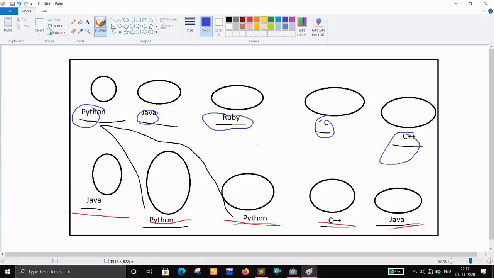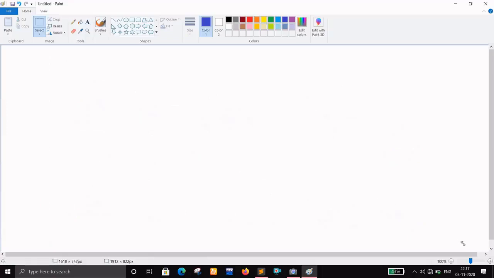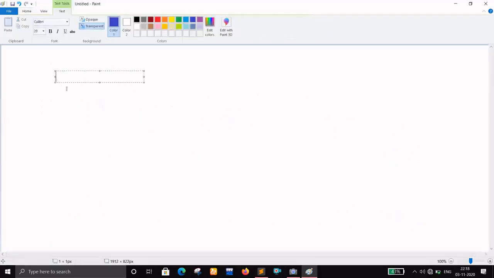represent this in terms of set. So let's remove this. Now you have to represent this in a set. So let me make this a little bigger for you. Let's make it 28, and I think this much is okay.